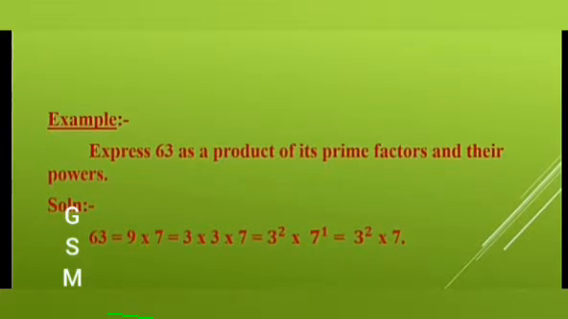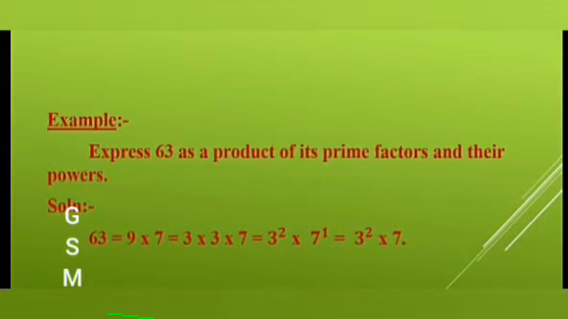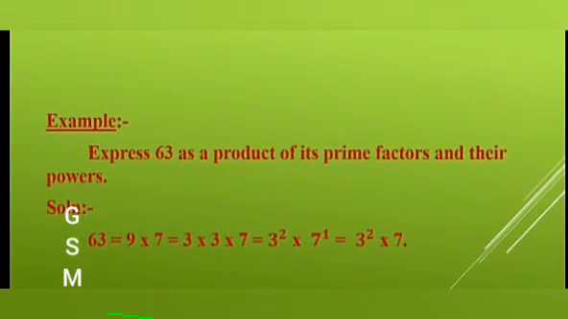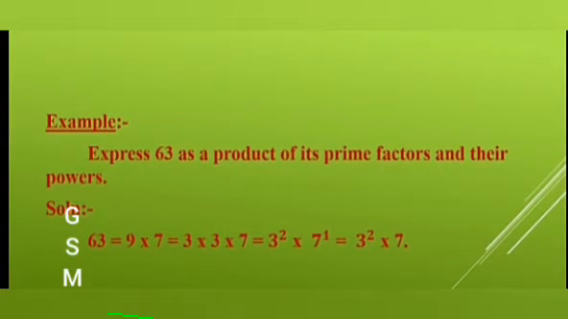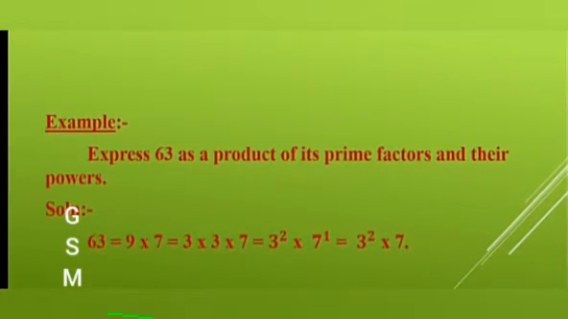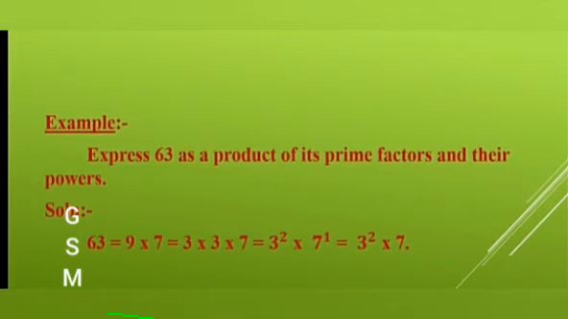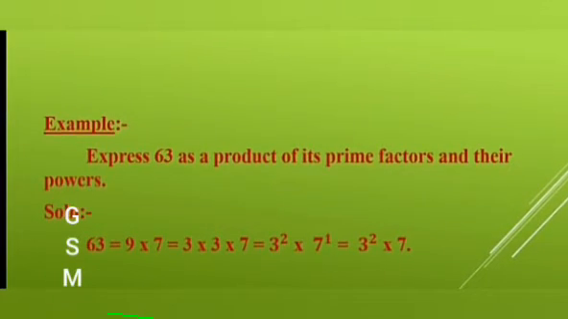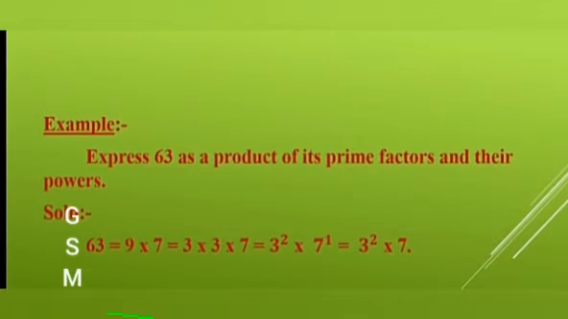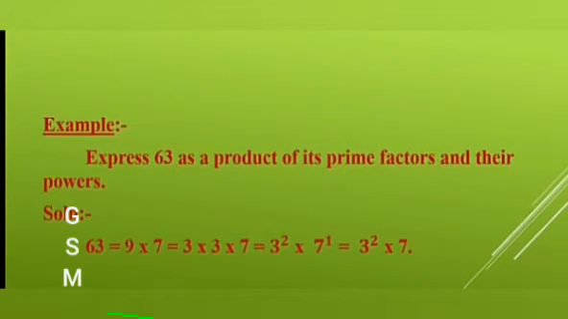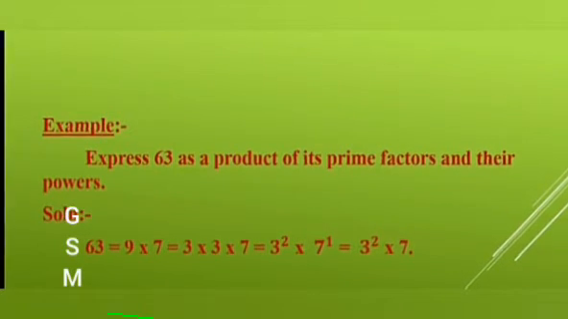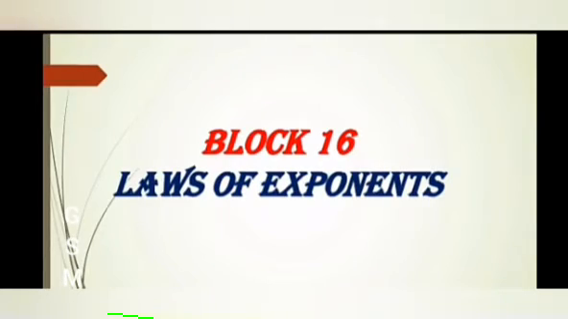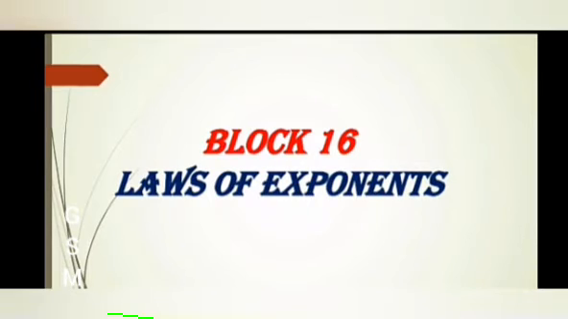Next example: express 63 as a product of its prime factors and their powers. 63 can be written as 9 into 7, and 9 can be written as 3 into 3, so 63 is 3 into 3 into 7, equal to 3 to the power 2 into 7 to the power 1, that is equal to 3 to the power 2 into 7. Next, block 16, laws of exponents.